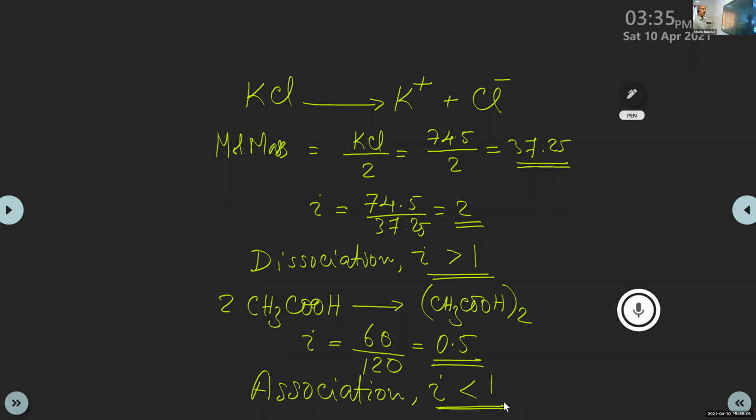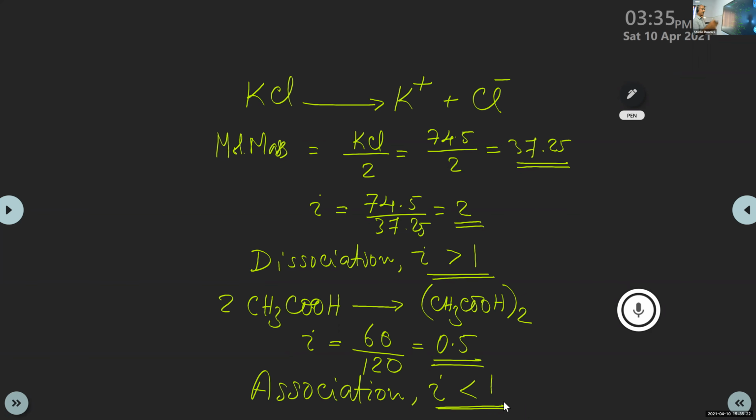So we can generalize. If there is dissociation, there is ionization, then i is greater than 1.